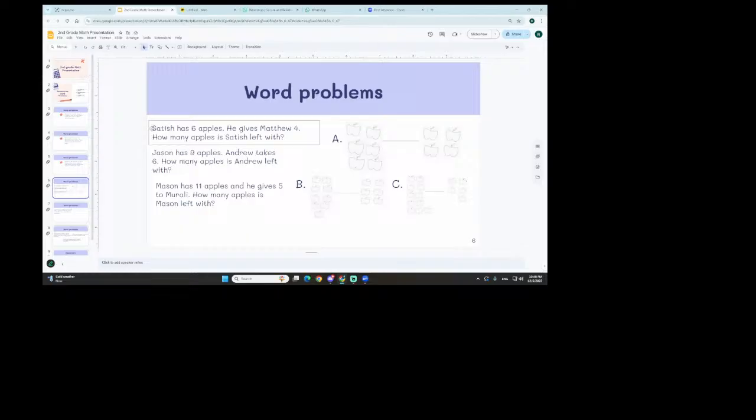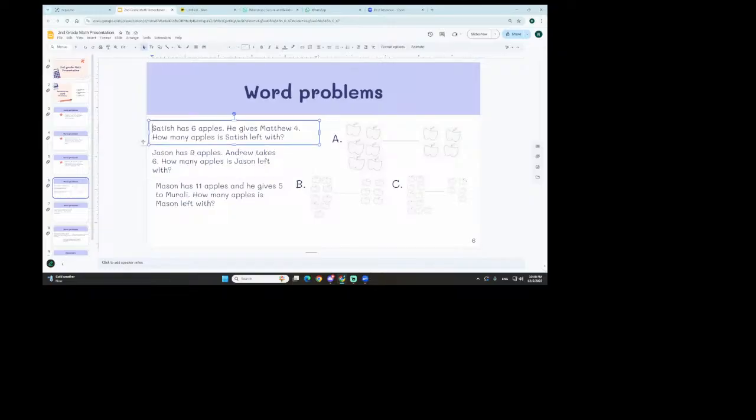And here we have 3 word problems. So match Satish to one of these word problems, Jason to one of them, and then match Mason to one of them, based on how many apples we start with, which is on the left side, and how many apples we take away. Okay, so you can pause the video.